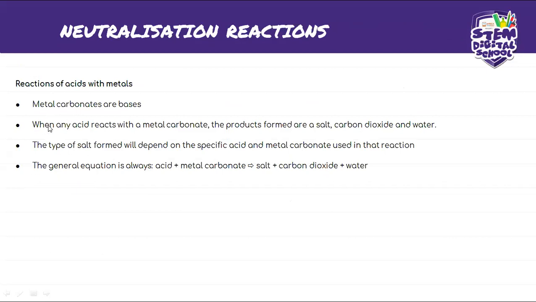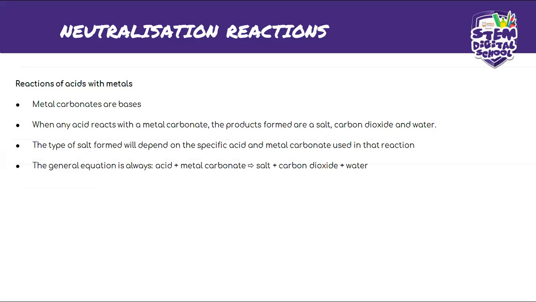This one is just an addition to the reaction between acid and metals, but more specifically metal carbonate. So we said when an acid reacts with a metal carbonate, the products formed are a salt, carbon dioxide, and water. The type of salt formed will always depend on the specific acid and the metal carbonate used in that reaction.